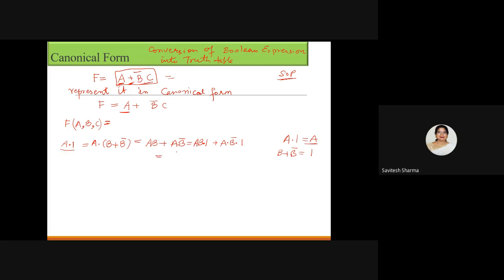So again, in each term, I multiplied with the 1 because it will not affect my expression. So AB, now I will write C plus C bar. I will introduce C plus C bar because you know that C plus C bar is itself a 1. So in both expressions, I will introduce C because C is missing. So again, I will do multiplication here, simple Boolean multiplication, ABC bar plus AB bar C plus AB bar C bar.